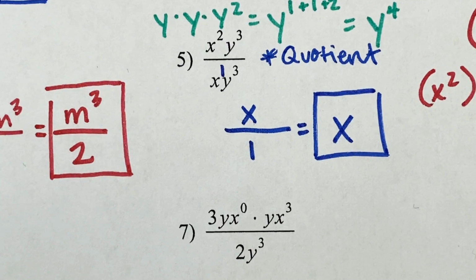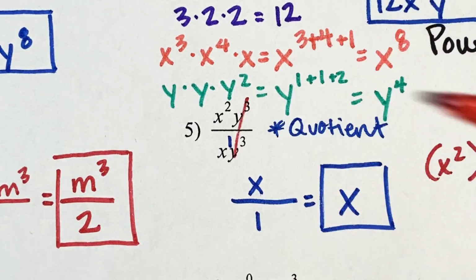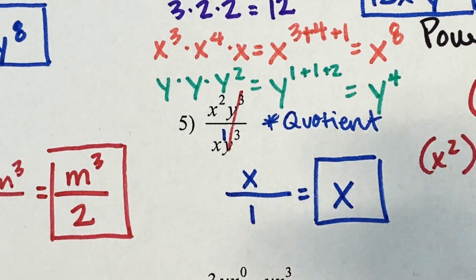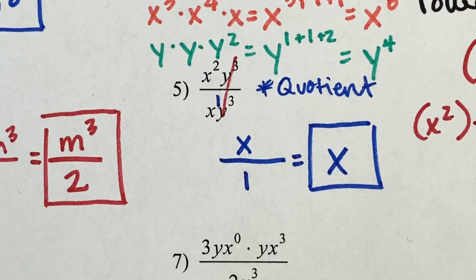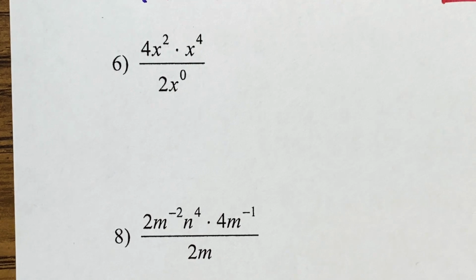Okay, you also could have said, oh, there's the same thing on top and bottom, y cubed over y cubed. Boom, the y's cancel. There should not be any y's in my answer. Okay, beautiful. Let's go to number 6.